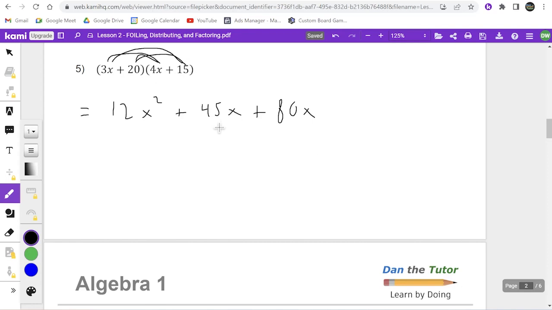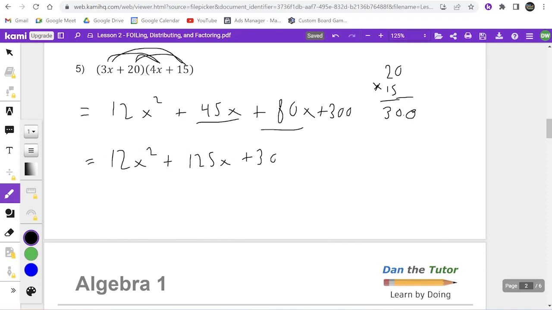Many of you are bad at mental math here. I'll tell you why it's easy. Because you all know what 2 times 15 is. It's 30. And if you add a 0 for the 20, well, then that just means you add a 0 here. So it's 300. That's how I do mental math. Now we still have to combine the 45 and the 80. So our final answer will be 12x squared plus 45 plus 80 is 125x, and then plus 300. And there's our final answer for that one.